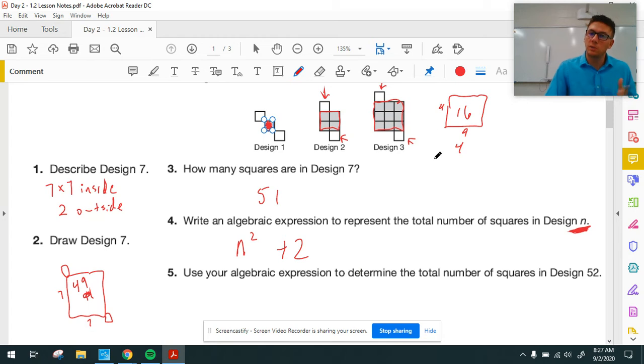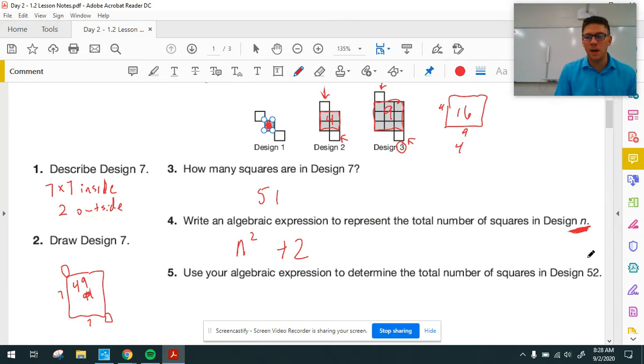You could also just look at the relationship. This is design 3, and there are 9. This is design 2, and there are 4. Design 4, and there are 16. So what's the relationship numerically? Well, 4 to 16, 3 to 9, 2 to 4, oh, it's just squared. So that's what it's looking at.